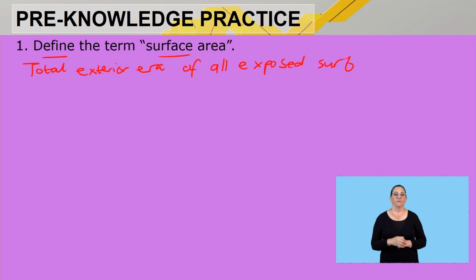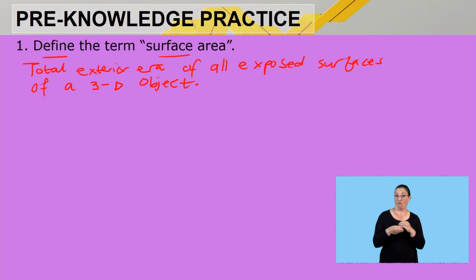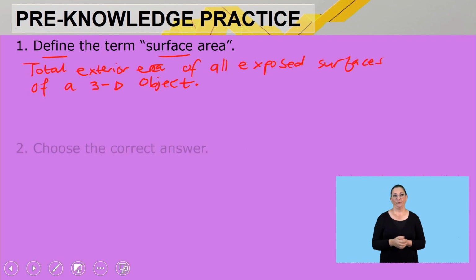Let me write that down here. Total surface area is the area of all exposed surfaces of a three-dimensional object. Guys, are we clear? It's the total exterior area, right? Let me just fix that: area of all exposed surfaces of a three-dimensional object. Let's look at another question.